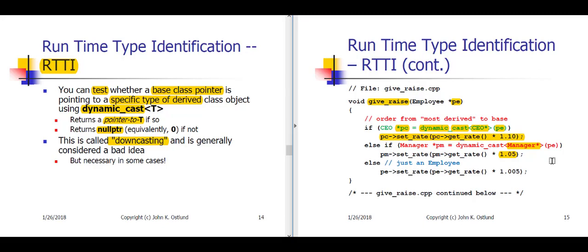Finally, our class hierarchy is only 3 levels deep, so if the pointer was not pointing at a CEO and also was not pointing at a manager, we must be pointing at a regular employee, and so we'll give a 0.5% raise. Obviously, it's better to be a CEO. But this illustrates the idea of what's going on with the dynamic_cast.